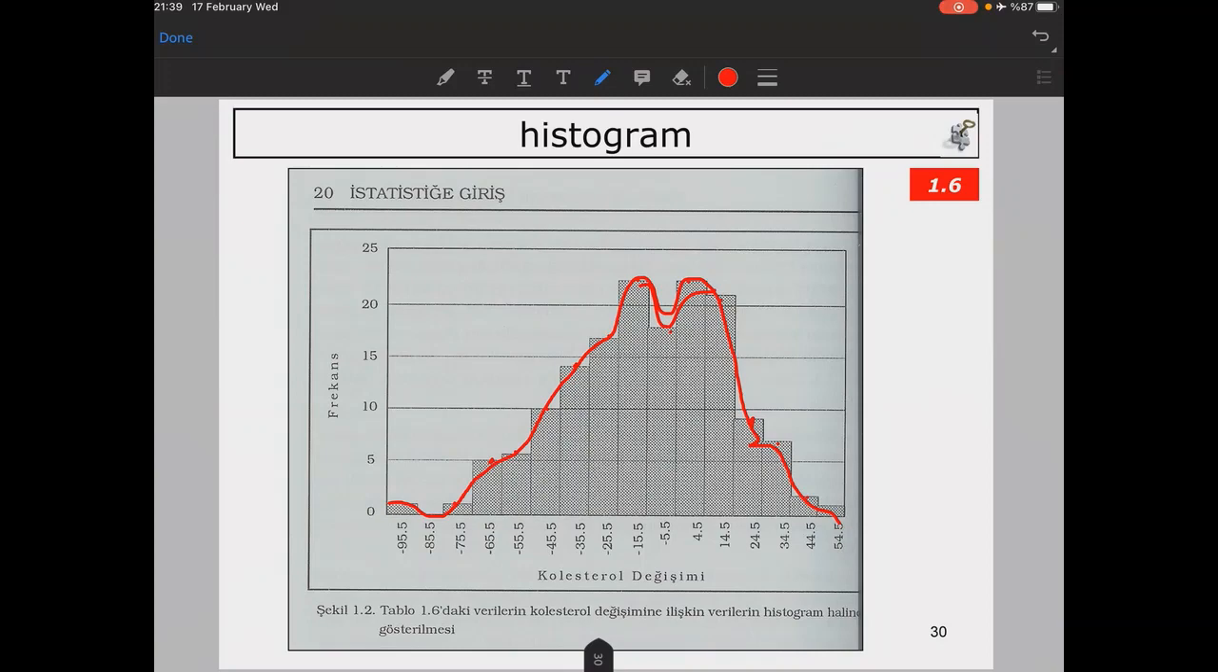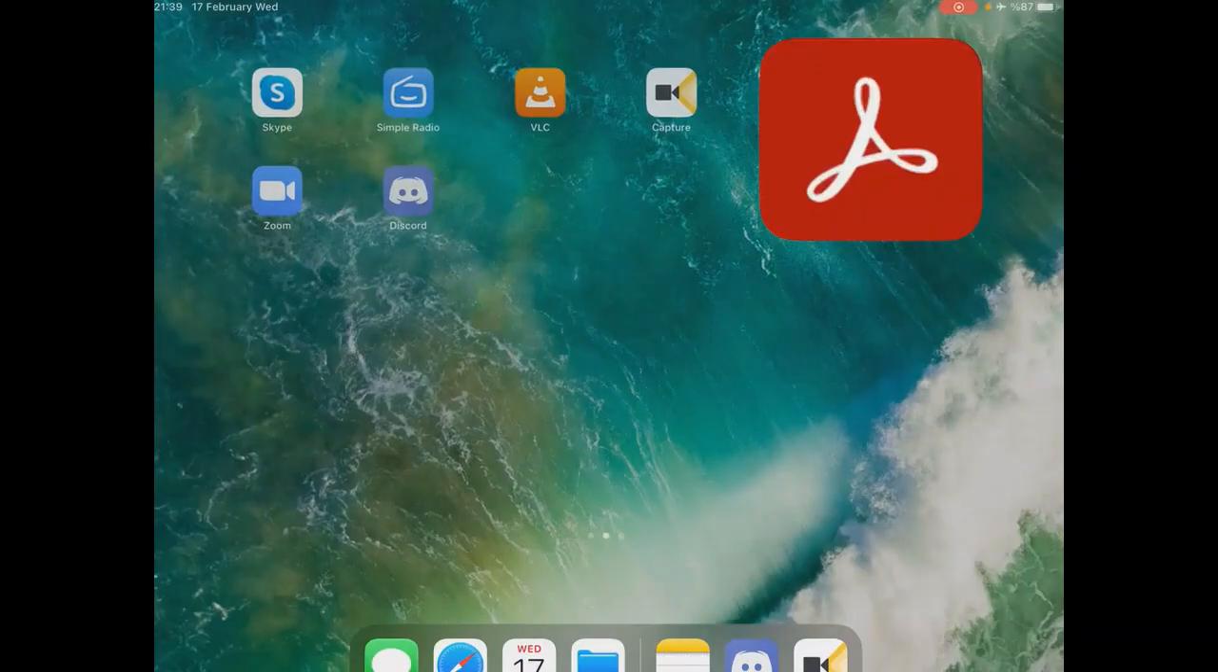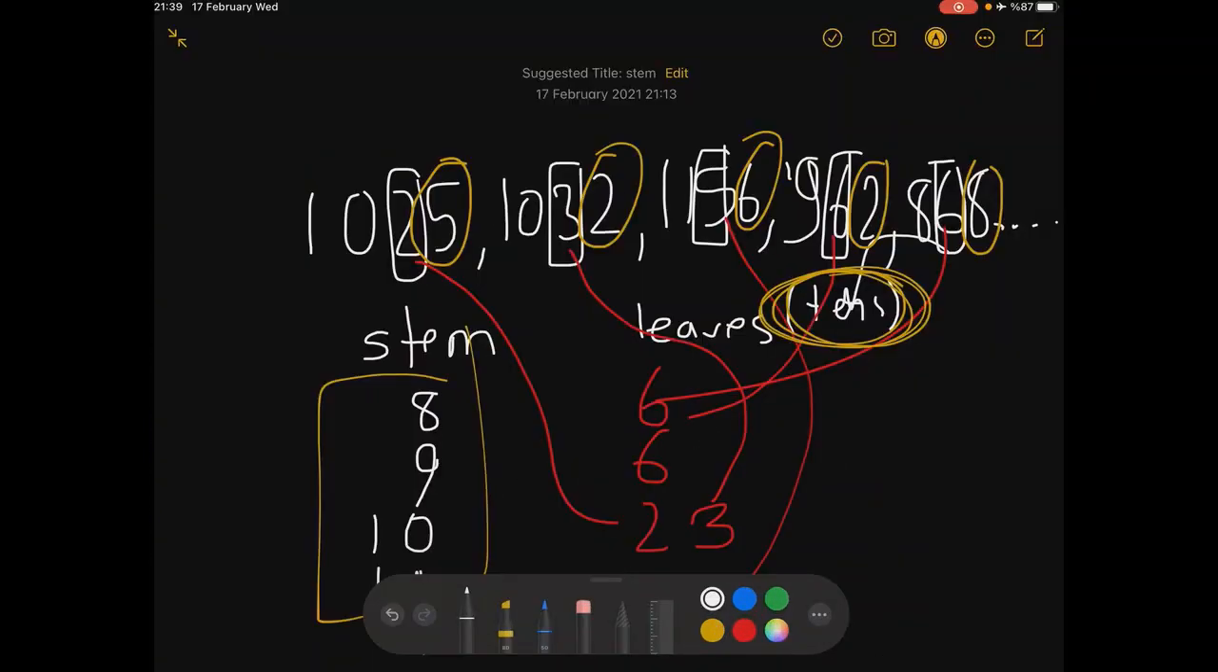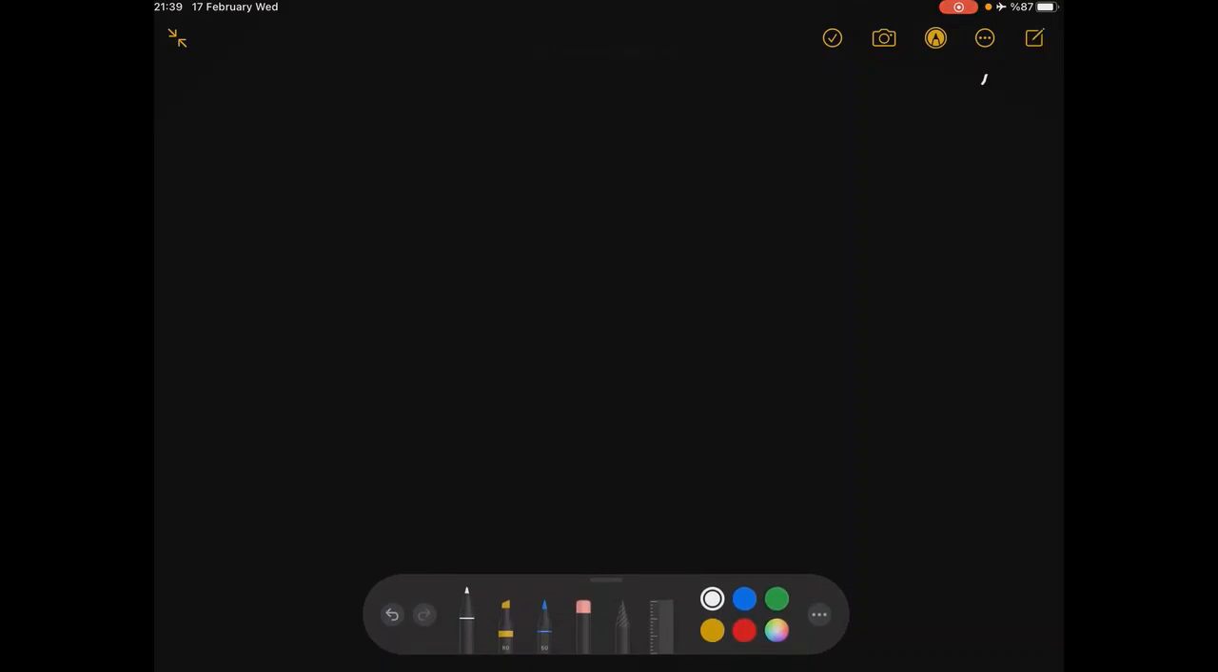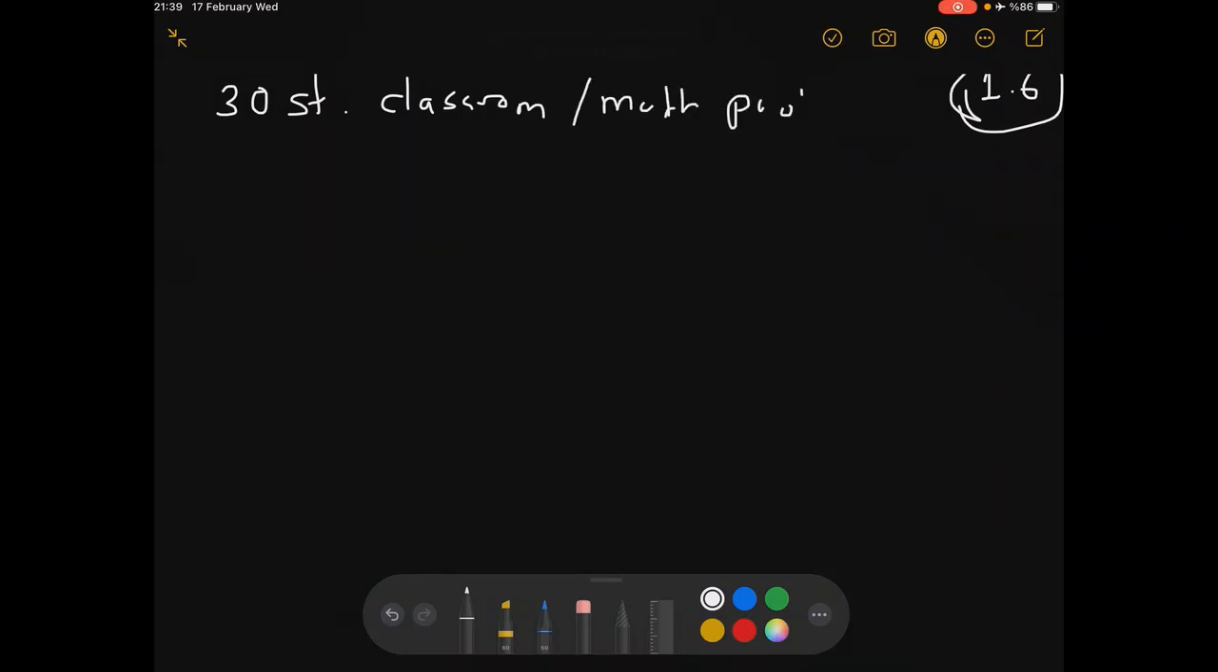Okay, now let's solve an example together from scratch. I need a fresh board. Now, suppose that this is example 1.6 from your textbook. We have 30 students in a classroom who have been asked to solve a math problem, and we record in how many seconds they answer this problem.